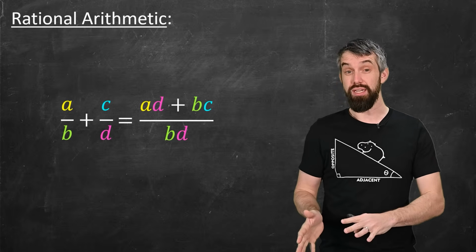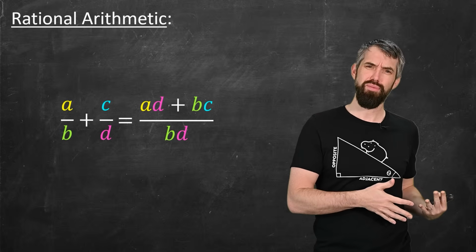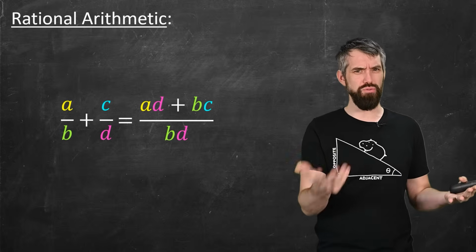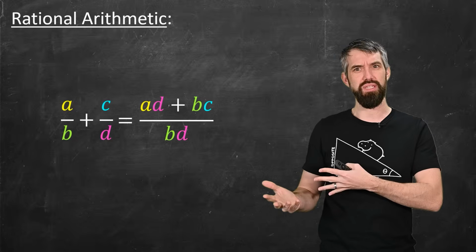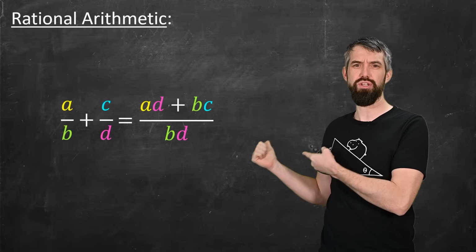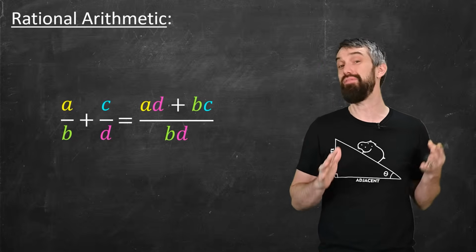Rational numbers are great, but for a calculator app, lots of things like pi and e and root 2 are not rational numbers. So if my calculator app was really good at doing rational arithmetic, that's great, but very limited.